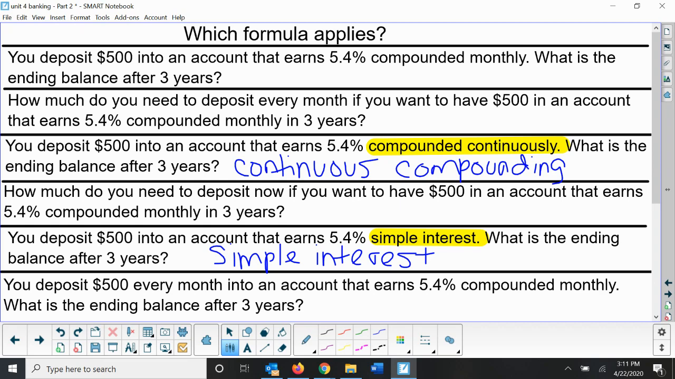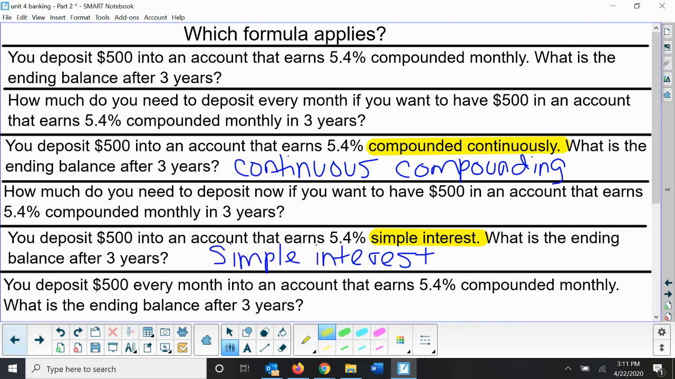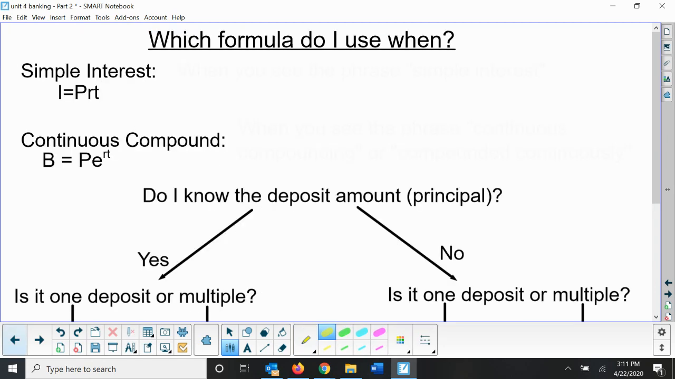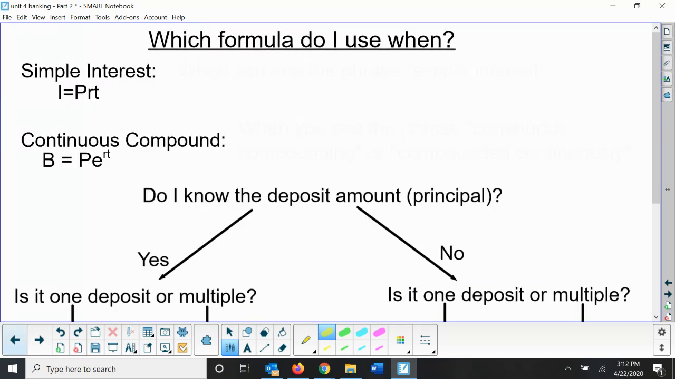If you don't see those two phrases, then you need to go and identify with the flow chart. And so if we take a look at our flow chart, the very first question in our flow chart is, do I know the deposit amount? So that's the first question we've got to answer when looking at our problems. And so in example number one, it says you deposit $500. So it's telling me the deposit amount. Therefore, when I go and look at my flow chart, do I know the deposit amount? Yes, I do. So my second question down here, is it one deposit or is it multiple deposits?